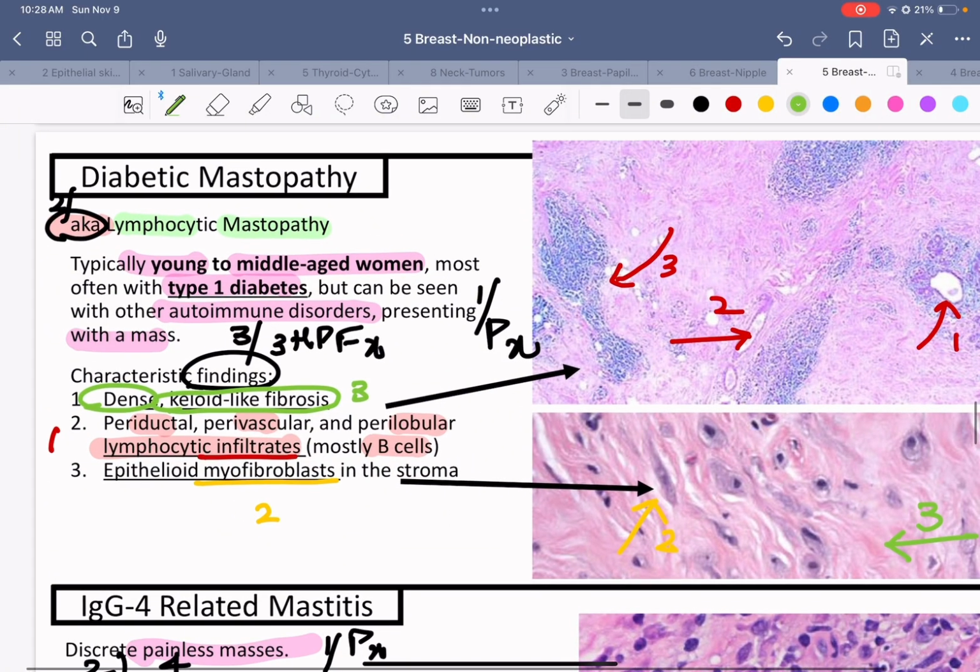And now moving on to our next inflammatory infectious lesion, which is diabetic mastopathy. The clinical history would be a young to middle-aged woman who might have type 1 diabetes or any other autoimmune disorder such as Hashimoto's, and now she is presenting with a breast mass, and you are going to suspect diabetic mastopathy, which is also known as lymphocytic mastopathy. But how are you going to confirm that this is diabetic mastopathy?